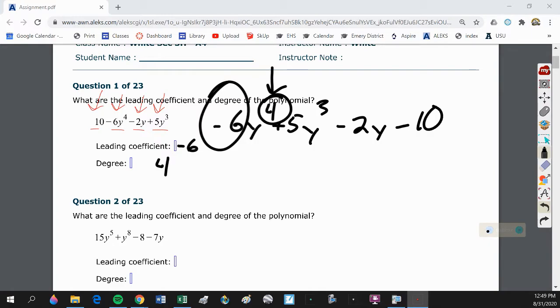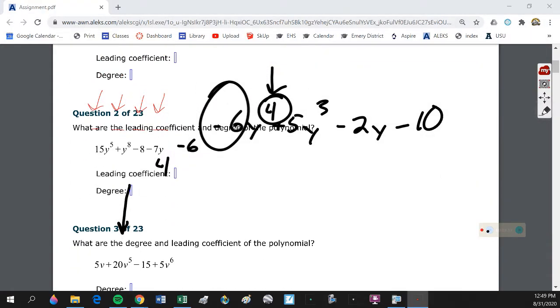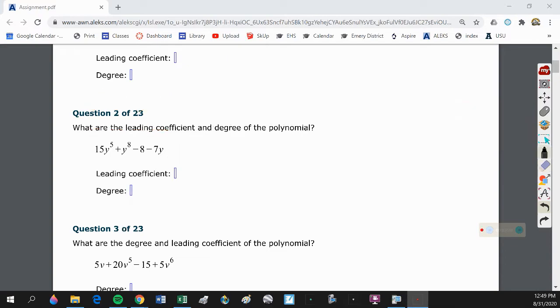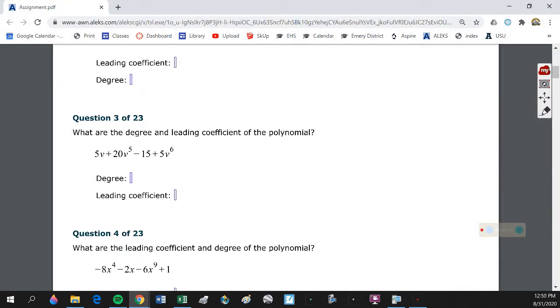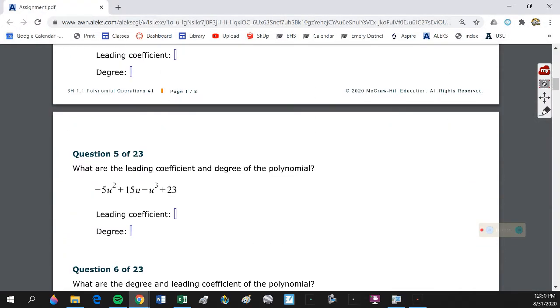So the next one, what is the leading coefficient? 1. It's +1. It's the number in front of the variable with the largest exponent. And what is the degree of this polynomial? 8. Okay, and we'll talk more about how those interact in the future. Actually, I got to get rid of that. All right. So you have a couple of those that you need to answer.